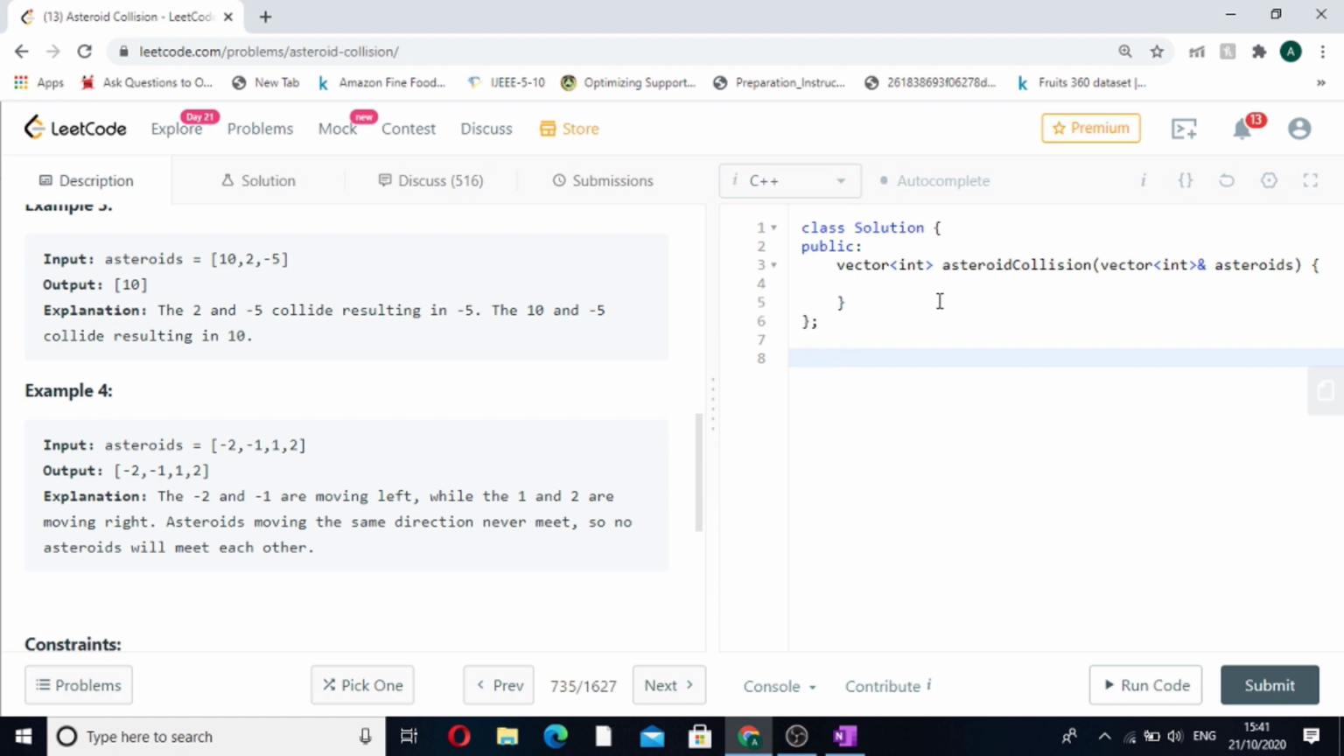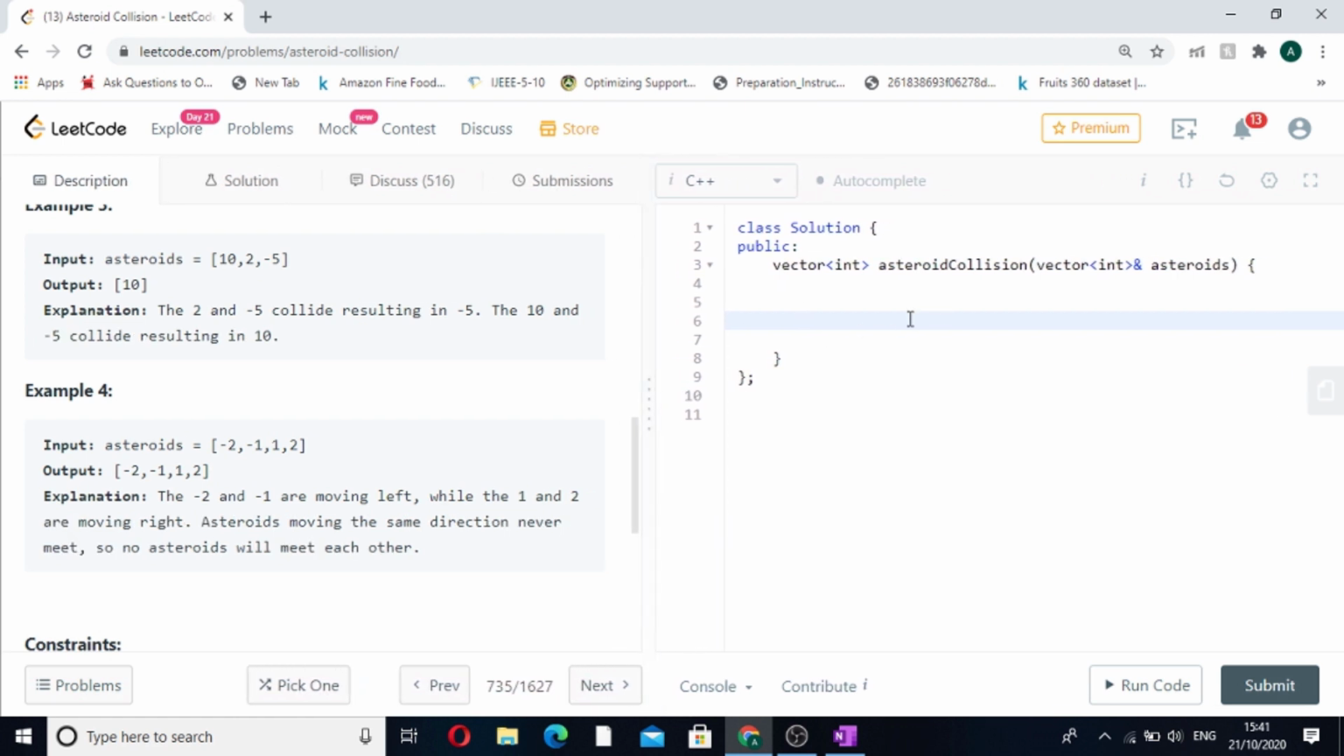So now let's start writing the code. I have told you that we will be using a stack in this case. So let me just make this big. Okay. So first we will declare a stack, int s. Now what will we do? We will iterate over the asteroids: int i = 0; i < asteroids.size(); i++.